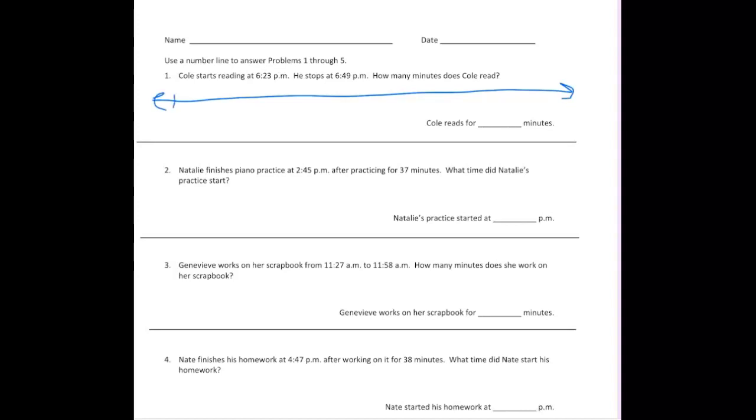We start over here at 6 o'clock and make all of our tick marks for our time, counting by fives. 35, 40, 45, 50, 55, and our next hour that we get to is 7 o'clock, 60 minutes.